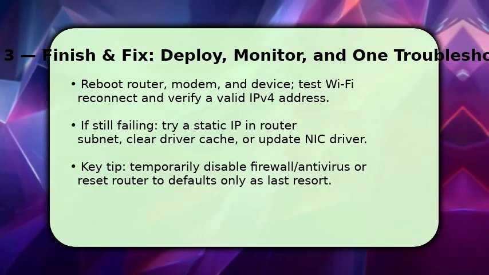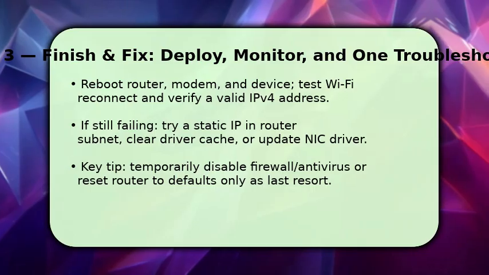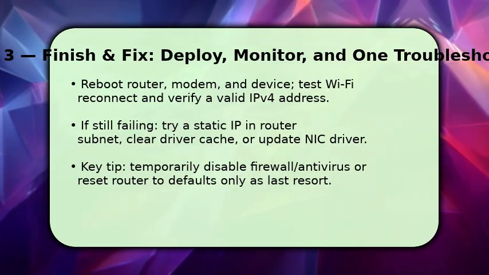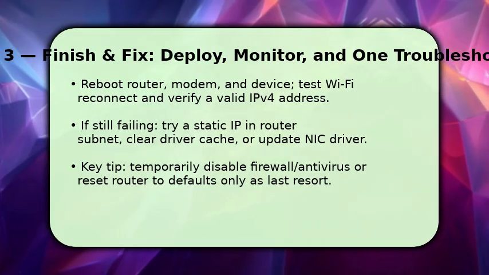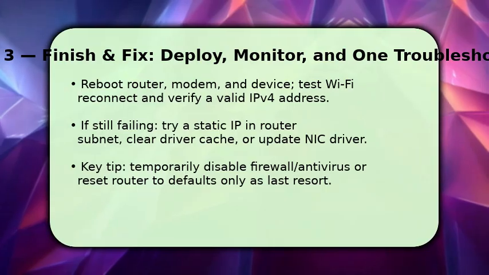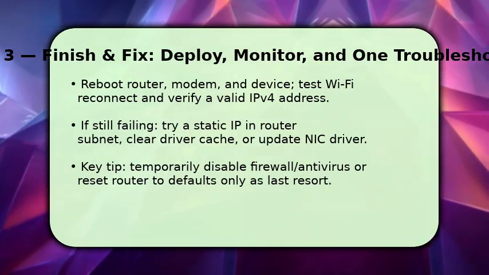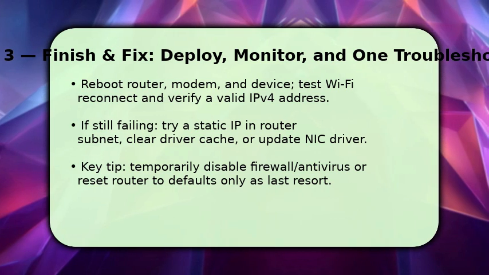If DHCP still fails, assign a temporary static IP inside the router's subnet to restore connectivity, and then update or reinstall your network driver. This often fixes client handshake problems. If nothing works, disable firewall or antivirus briefly to rule out software blocks. Reset the router to defaults only after backing up settings.